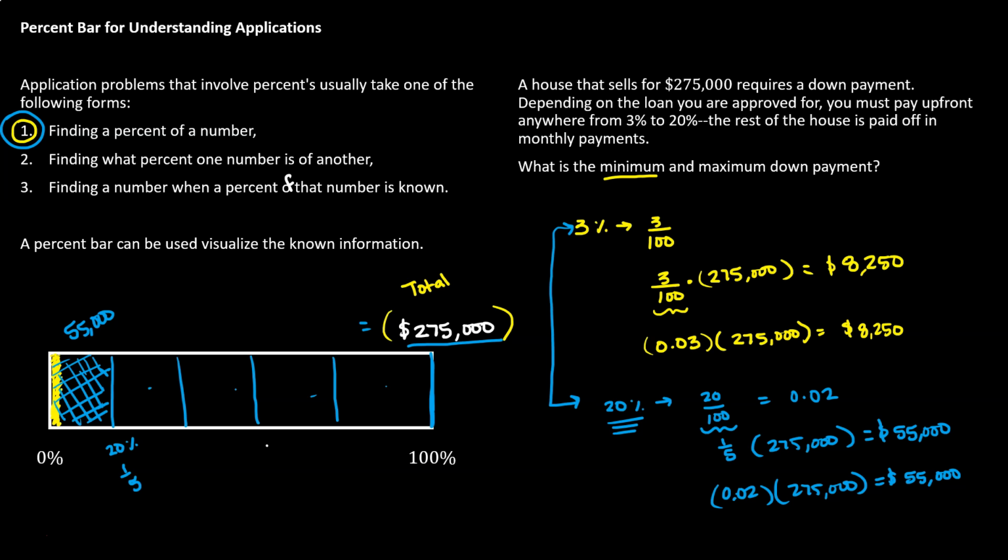So maybe initially the percent bar doesn't seem like it's doing a whole lot, but it does allow you to wrap your brain around the information you have, the information you're looking for, and the information you found. If we had done something incorrectly here, when we went to check our work to show that 55,000 filling in each of those 5 spaces, if we had calculated that and it didn't come out to 275,000, we would know that we made a mistake.